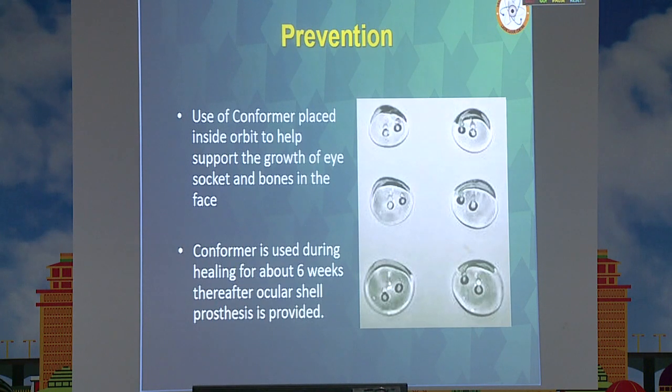So prevention is with the use of a conformer in early childhood to allow the growth of the orbit, and if it is in a later period, it also helps to increase the size of the contracted socket.